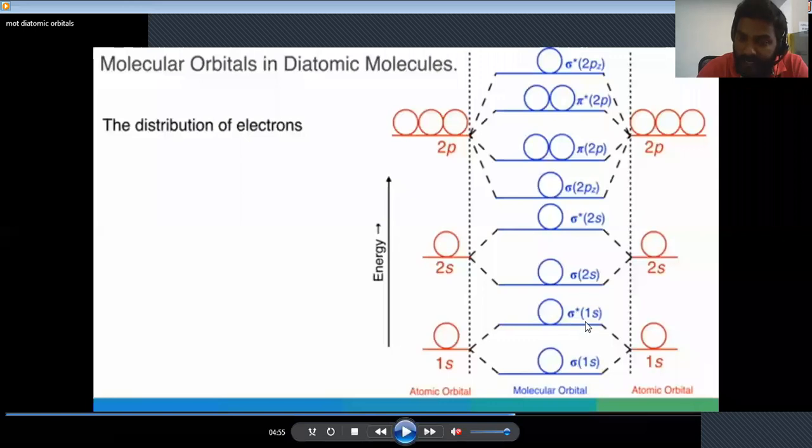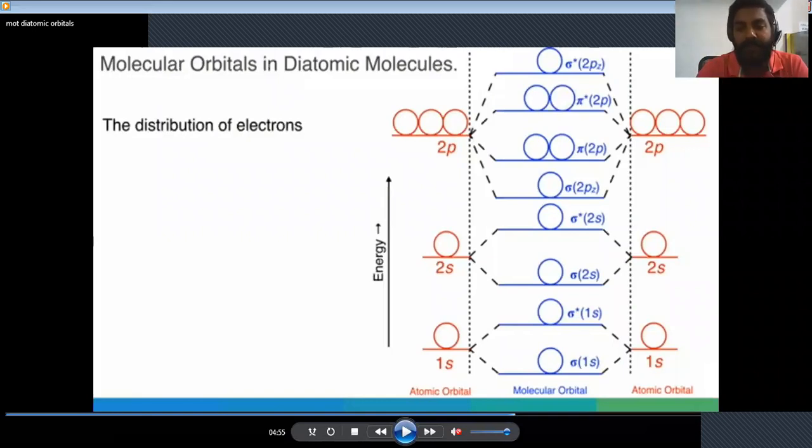Anti-bonding is more energy, less stable. Anti-bonding, here is the π* 2px, π* 2py. Anti-bonding is less stable. Why less stable? More energy, less stable.